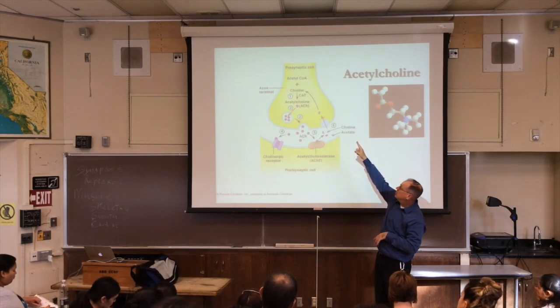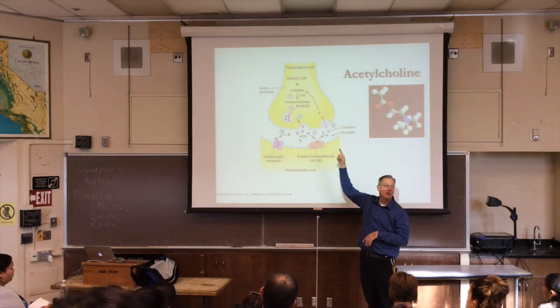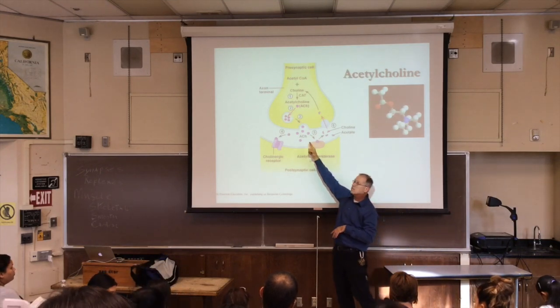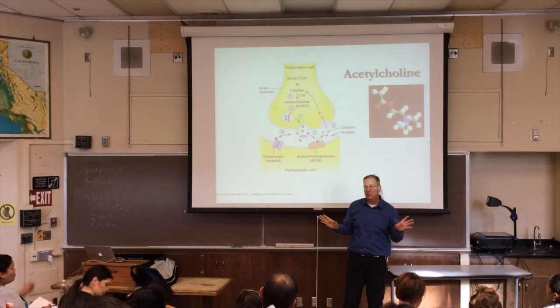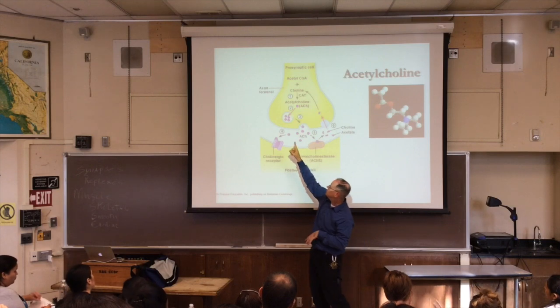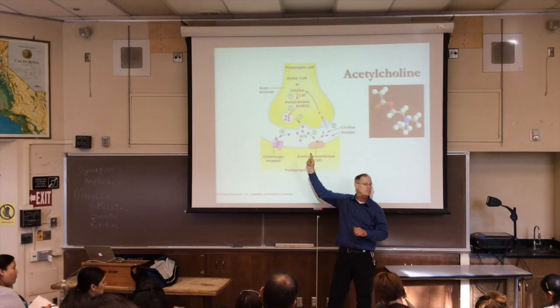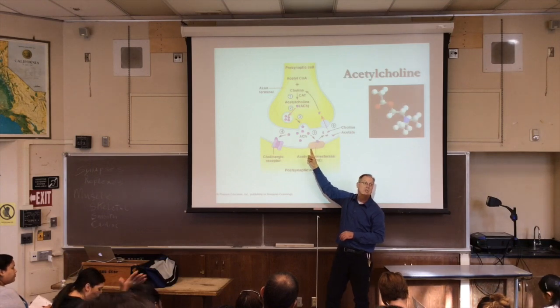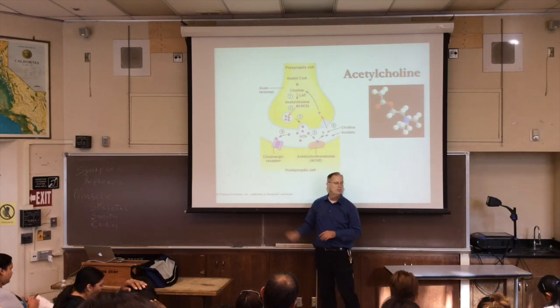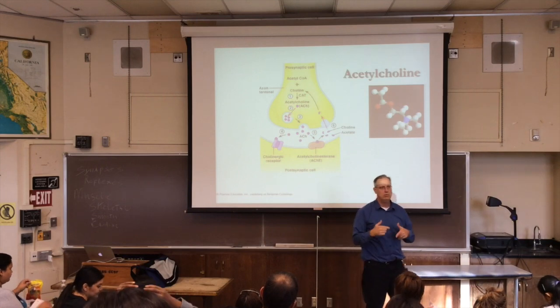So we take acetyl coenzyme A and choline, we put them together in the presynaptic terminal, and we package them up in these little vesicles. That way we wait until the action potential comes. When the action potential comes down, it lets a little extracellular calcium into that presynaptic terminal, and that causes exocytosis, releasing that acetylcholine into the gap between two nerve cells.